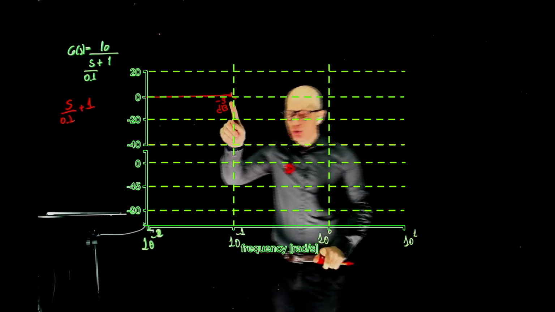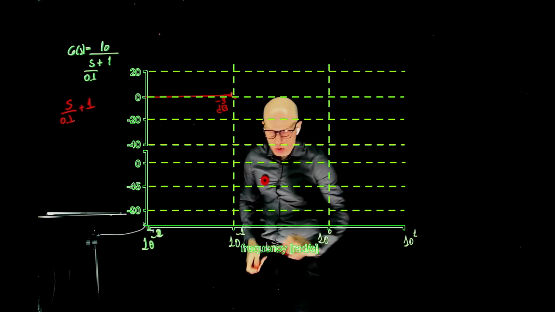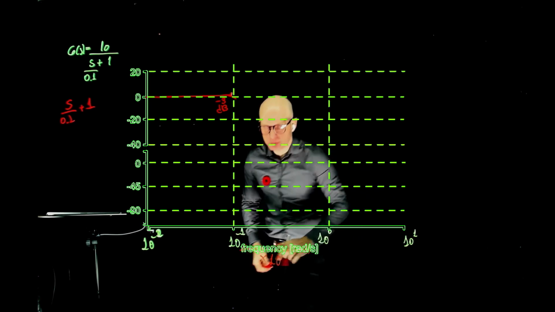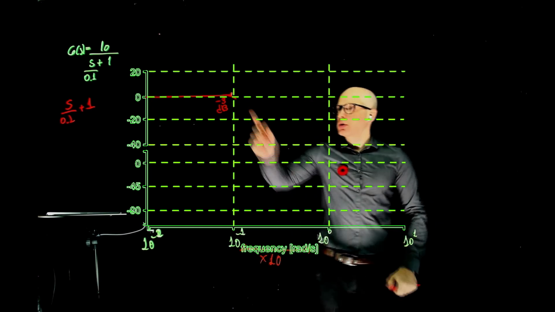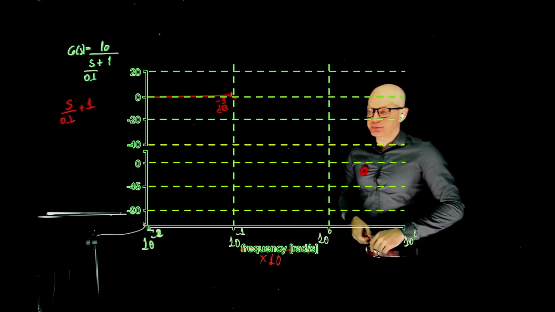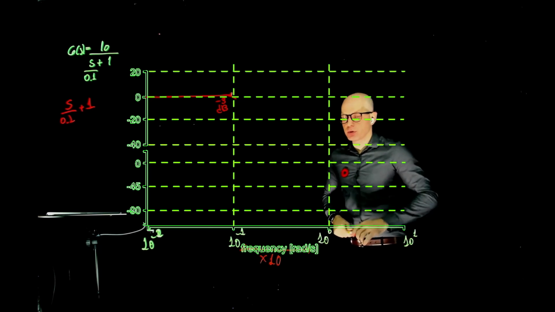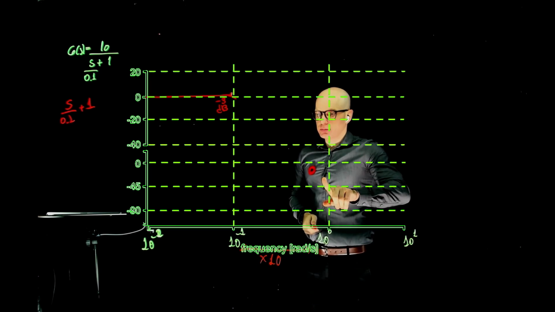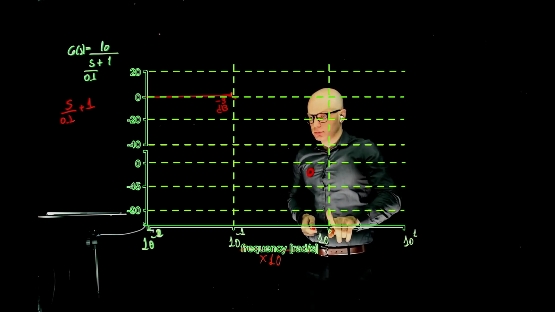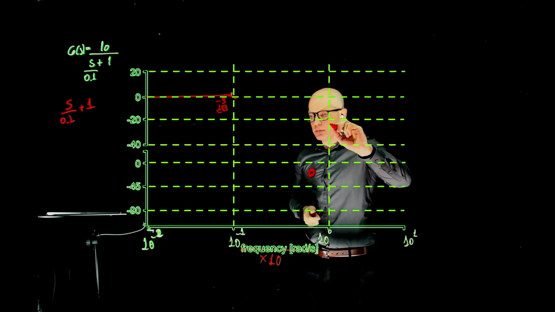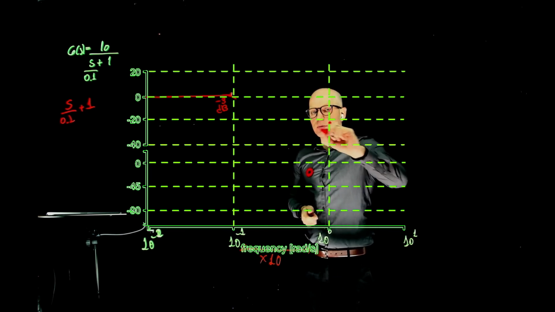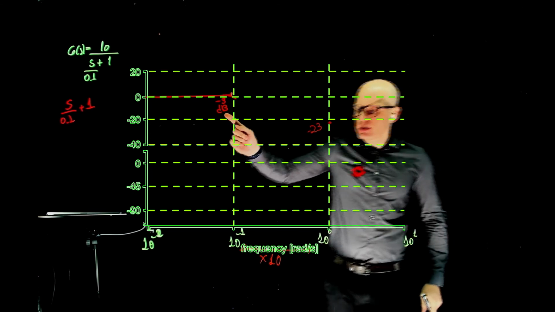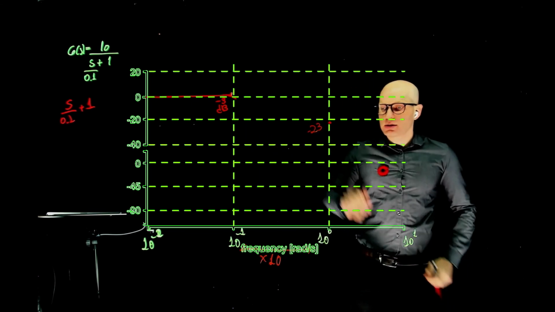What happens when you reach 1 radian per second? This is a jump by 10, so this needs to go down by 20. What is the magnitude here? Minus 20 dB. It is minus 20, but if you want to account for this negative 3 dB, it's negative 23.